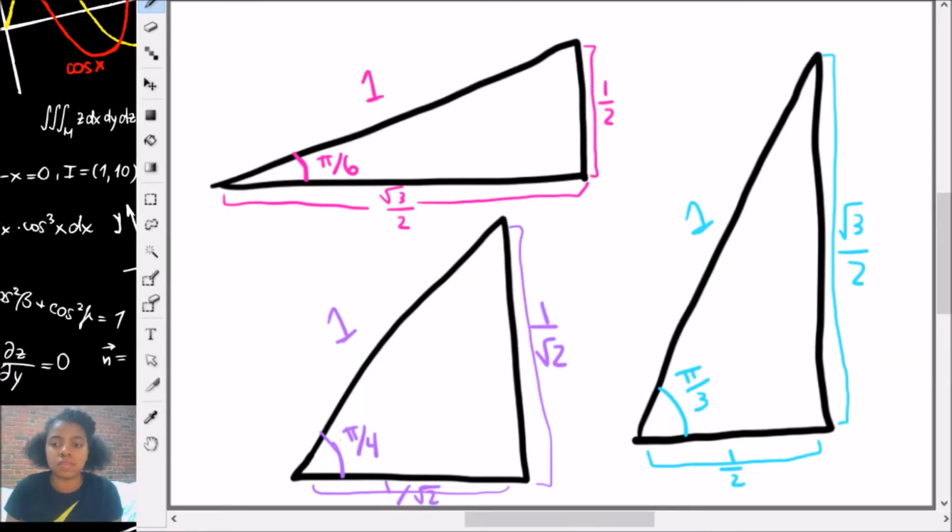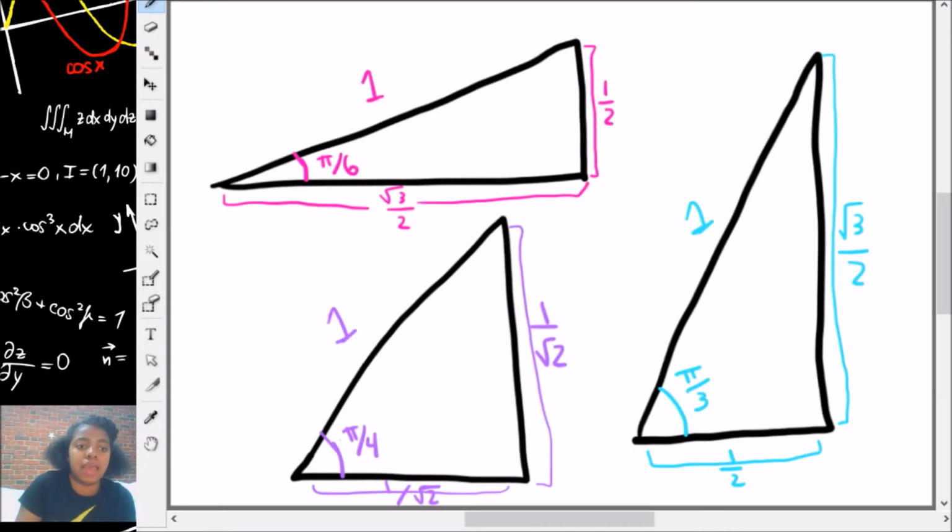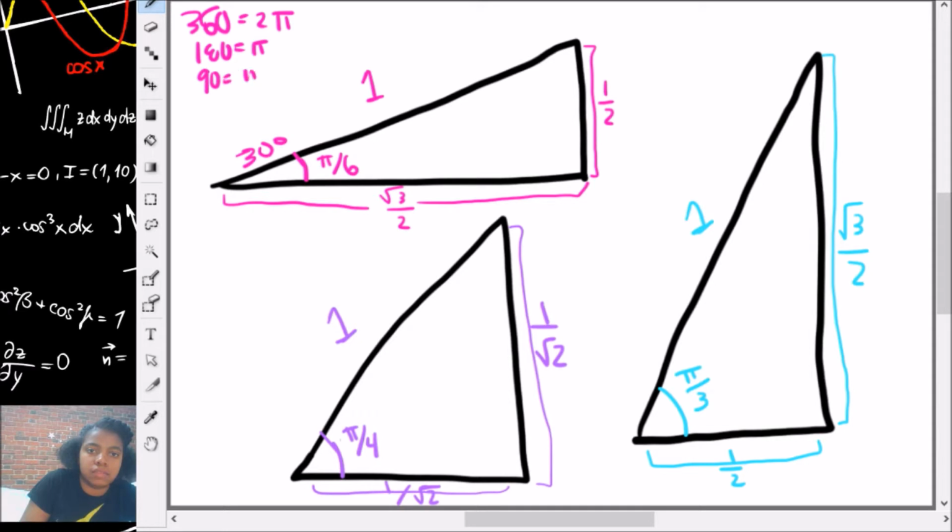So here I have the only 3 triangles that you really need to memorize. We have the 30-degree triangle, where pi over 6 is 30 because 360 is 2 pi, 180 is pi, 90 is pi over 2, etc. You just keep dividing it until you get a 30 or a 60.